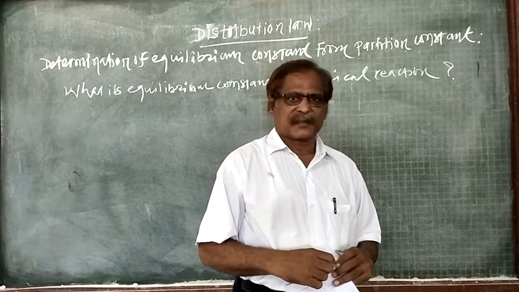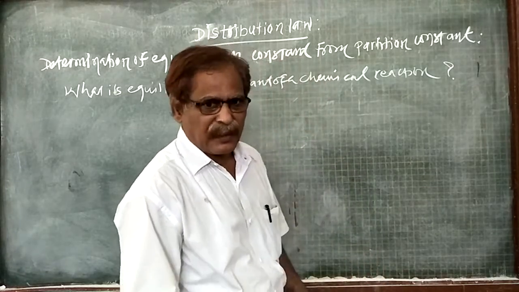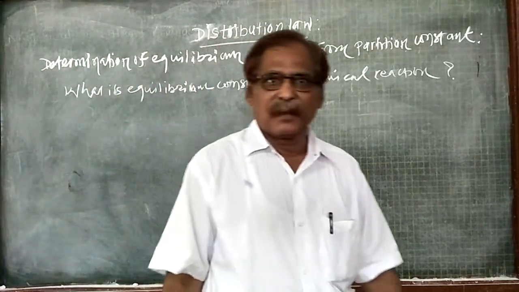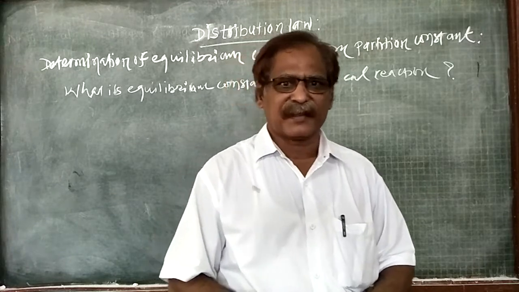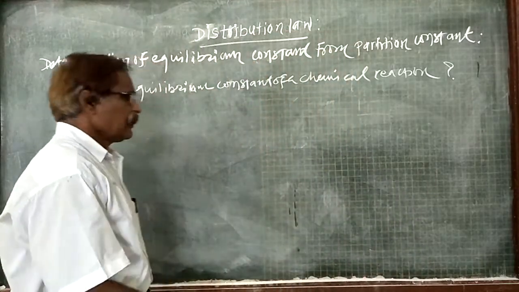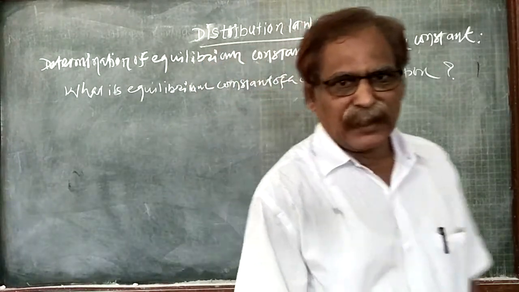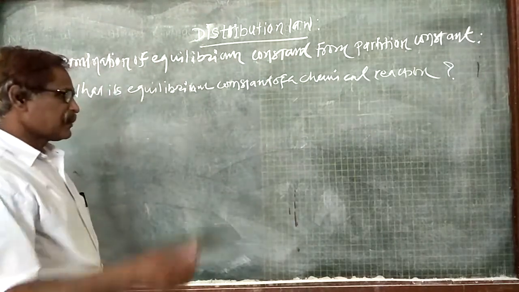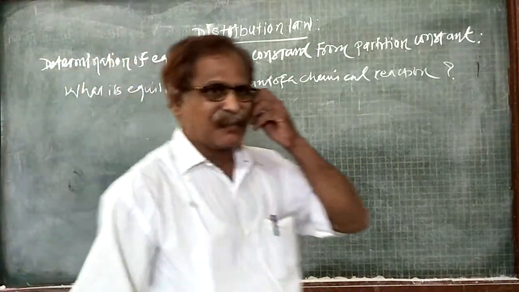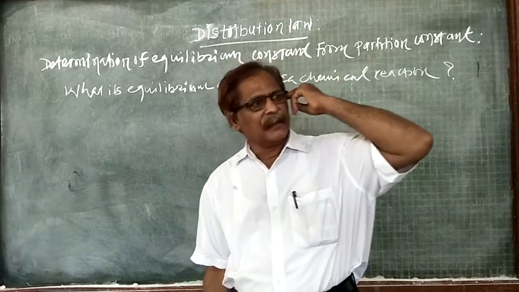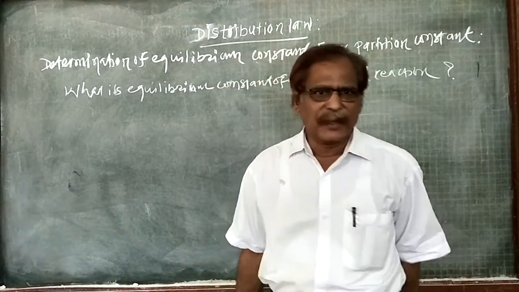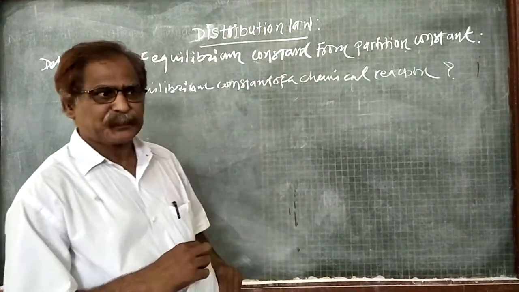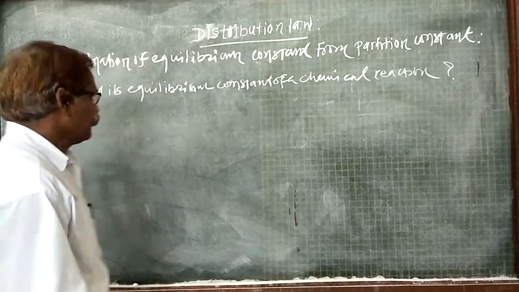Let us see at first what is the equilibrium constant of a chemical reaction with one simple example of a complexation reaction taking place between potassium iodide and iodine, giving potassium triiodide in aqueous medium. This is a typical example of a complexation reaction. Let us see it at first.